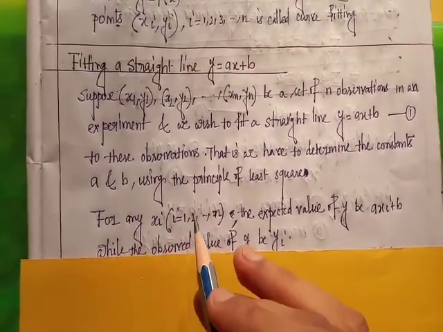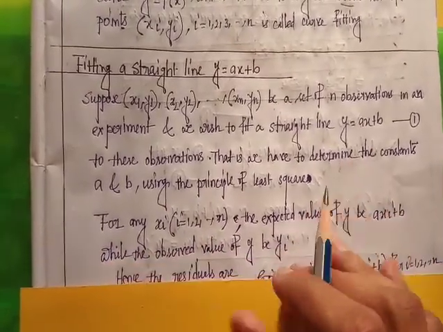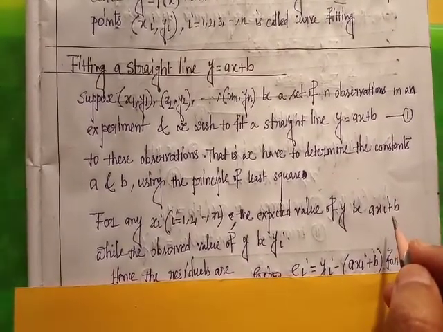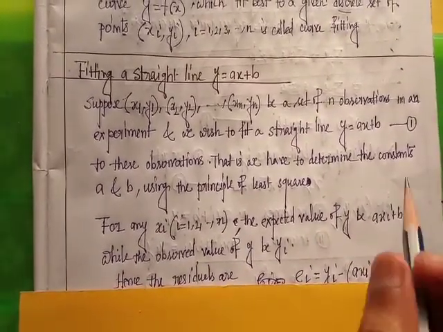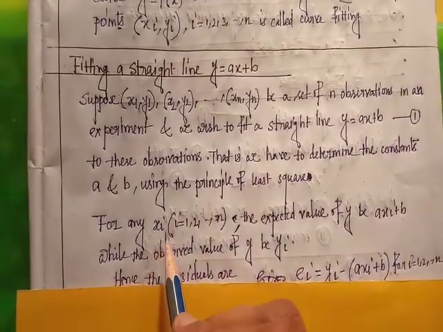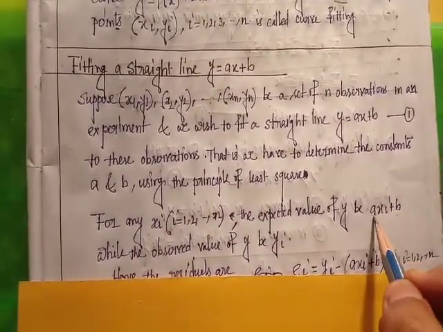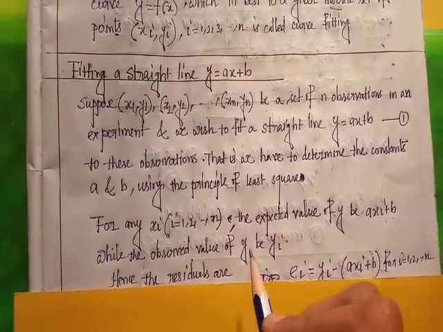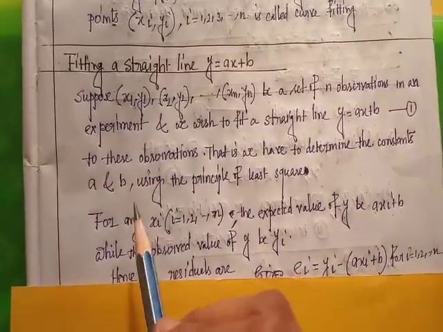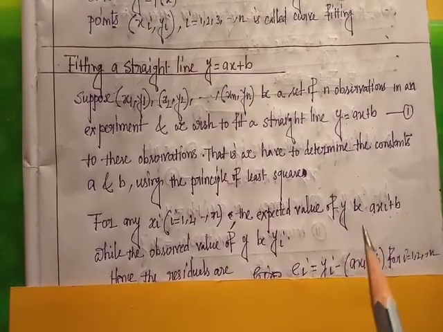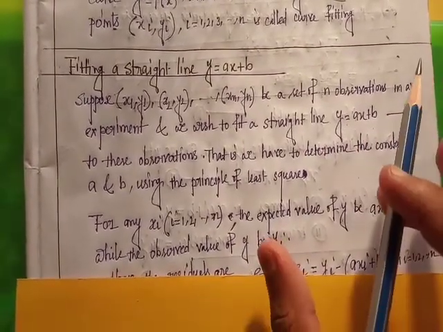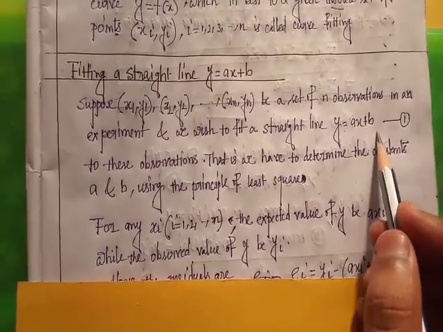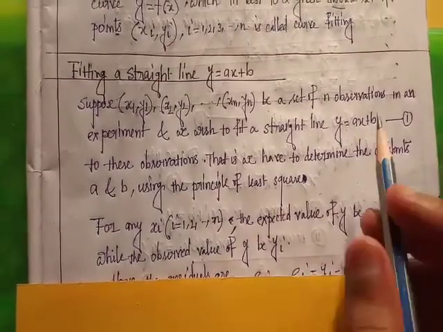For any xi, i running from 1 to n, the expected value of y is axi plus b, since y equal to ax plus b. And the observed value of y is yi.